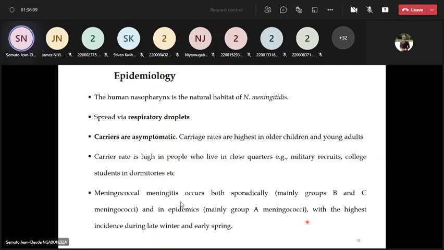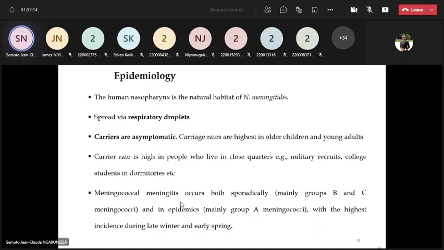As epidemiology, we have seen that up to 10% of the population just have this as a natural inhabitant of the nasopharynx, N. meningitidis, and they spread via respiratory droplets. Carriers are asymptomatic, and older children and young adults are the most common carriers. These carriers are high in people who live in close quarters, like military recruits and college students in dormitories. Meningococcal meningitis occurs both sporadically, mainly groups B and C, and in an epidemic way, especially group A, with highest incidence during the winter or early spring.